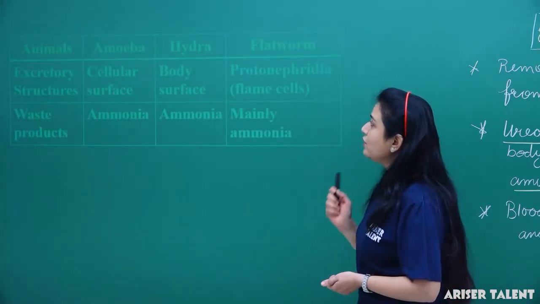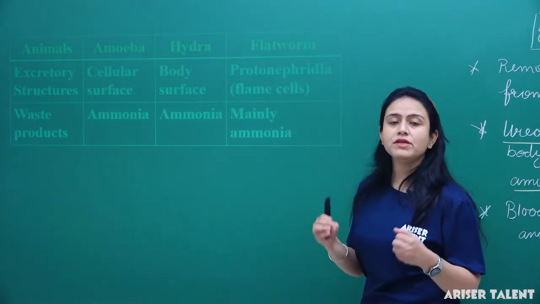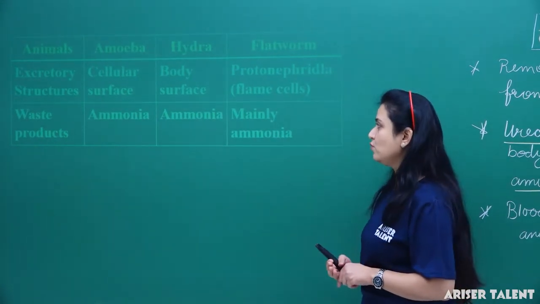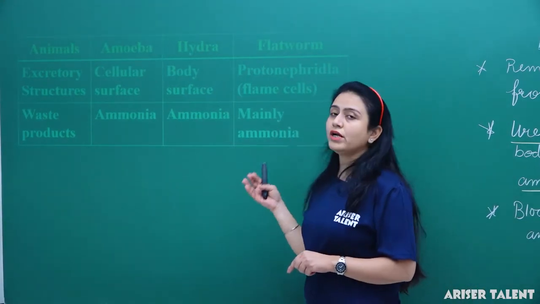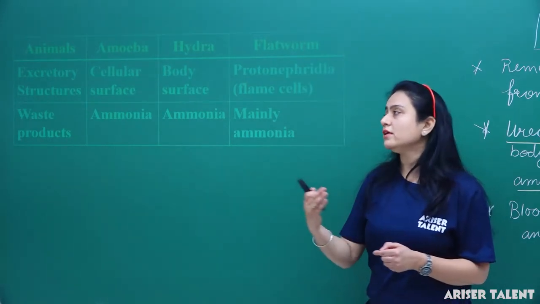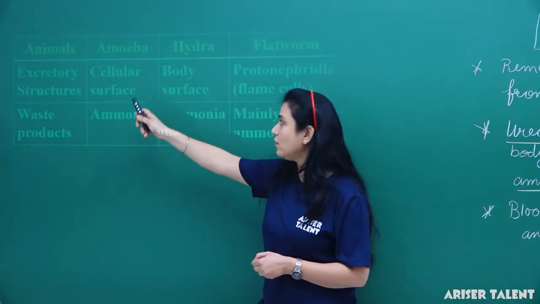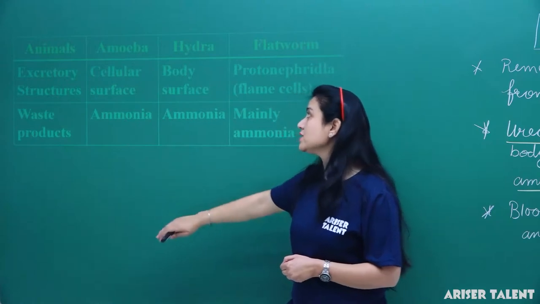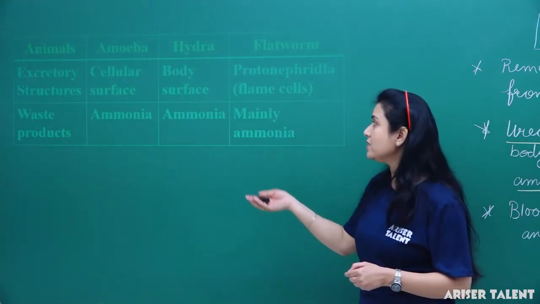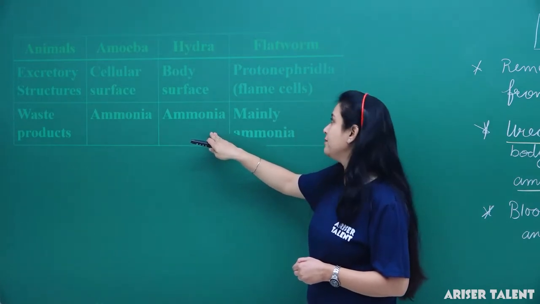If we talk about amoeba, its excretory structure is the cellular surface. Amoeba excretes the waste material by its cellular surface only, and the waste product of amoeba is ammonia. Clear? Make a note of that. Next, we will talk about hydra. Hydra excretes the waste product by its body surface, and again the waste product of hydra is also ammonia.